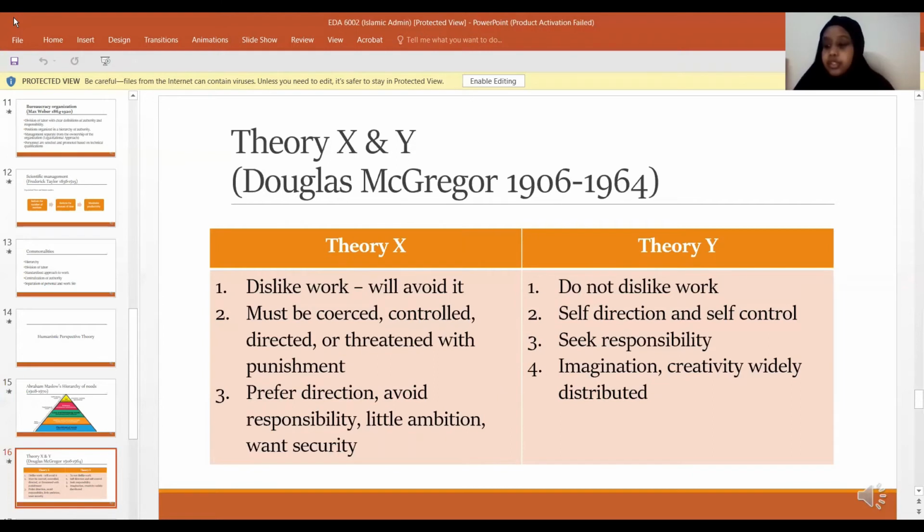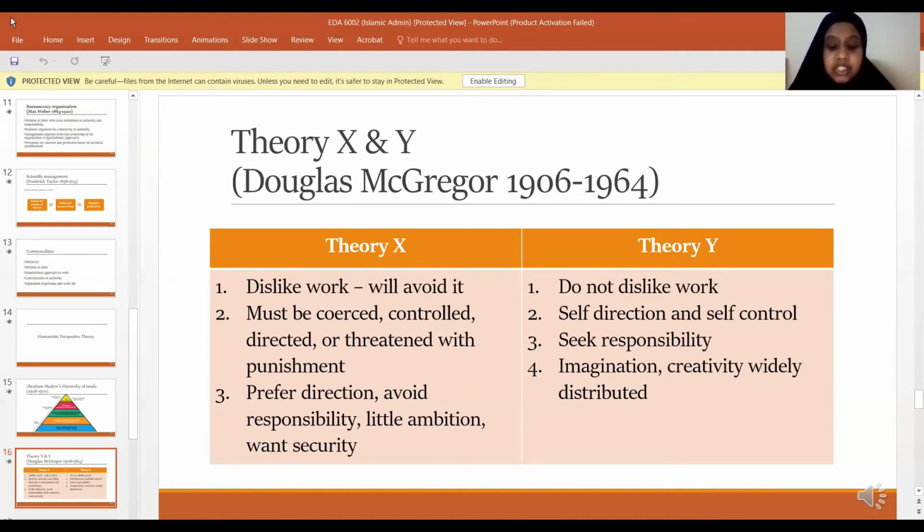The theory of X and Y, which Douglas McGregor came up with. So he said that in X, the average human being has an inherent dislike of work and will avoid it if possible.